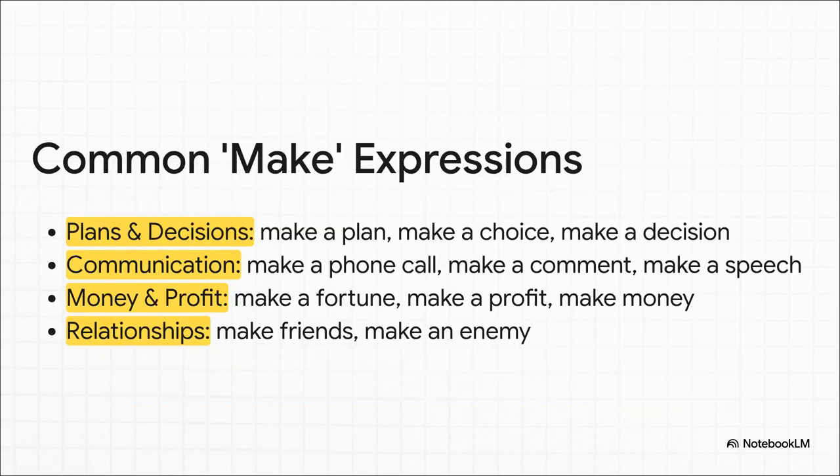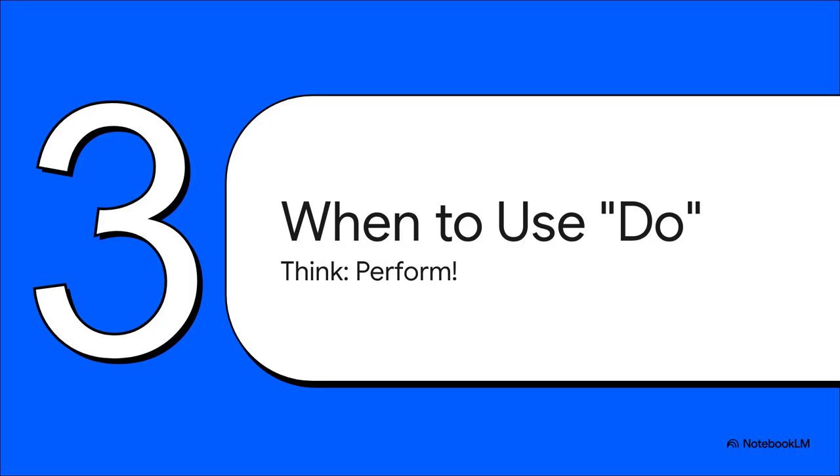And you'll notice this create rule works even for things you can't touch. You make a plan by creating a strategy. You make a speech by producing words and putting them together. You make a fortune by creating wealth. And you make friends by creating a brand new relationship. See? It all fits. Okay, let's switch gears and look at do.